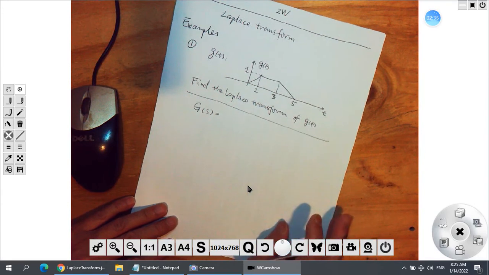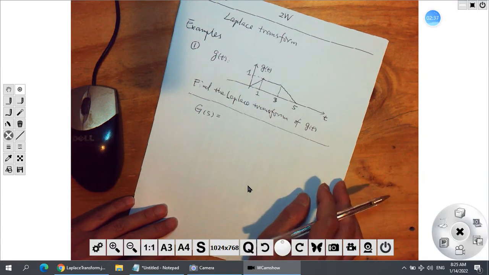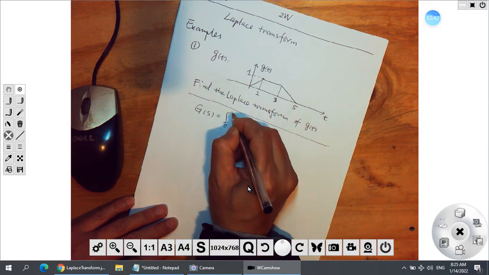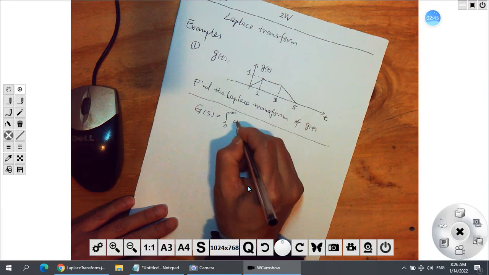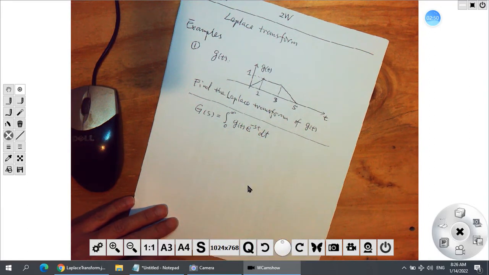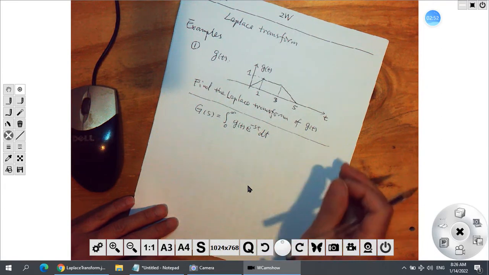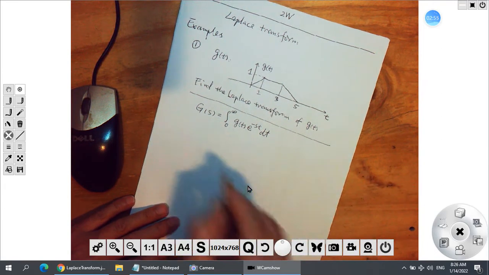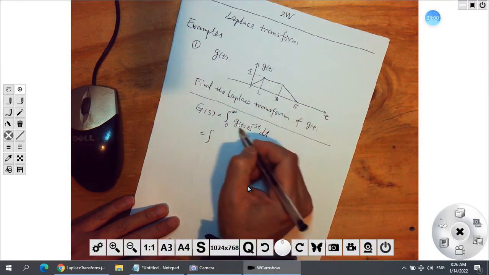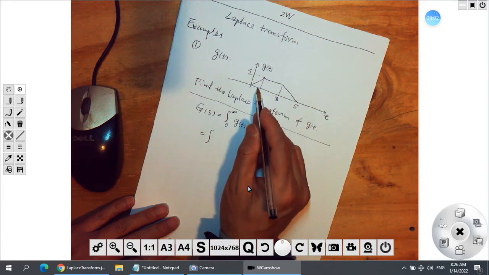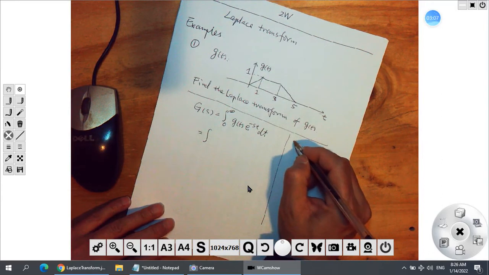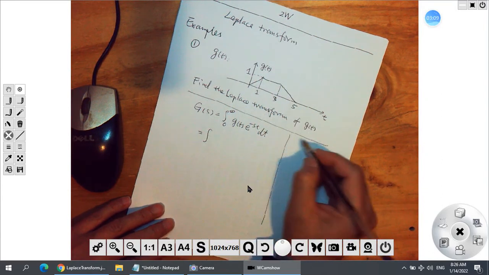The first one, of course, we can use the definition. So we have G of s is the integral of g of t times e to the negative s t dt. This is the definition of the Laplace transform. Then we plug in the values. What is g of t? So you see, you need to get g of t firstly. G of t is in the graph. Then we try to write it as a formula.